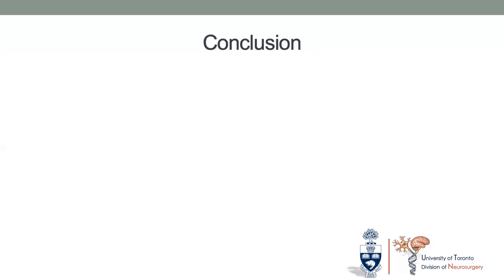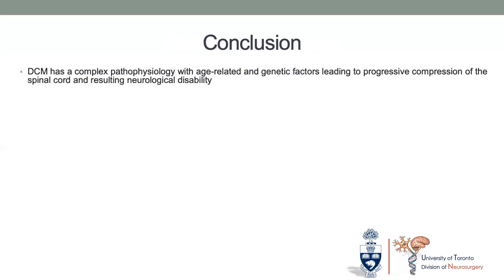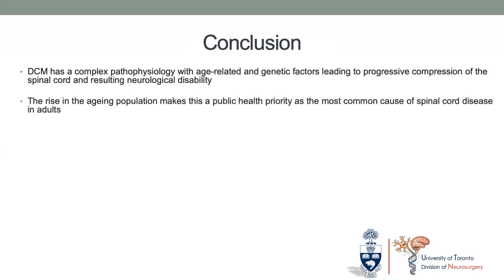So in conclusion, some of the main points that we would like everyone to take home are: number one, DCM is a progressive neurological disease manifesting from compression of the cervical spinal cord due to various degenerative and compensatory pathologies. Number two, DCM is the most common cause of spinal cord disease in adults and should be a greater focus for public health and primary care, given the aging population. We know that early diagnosis is likely to improve outcomes.